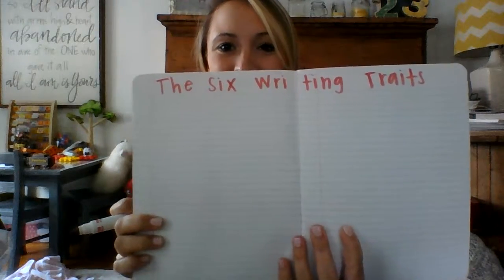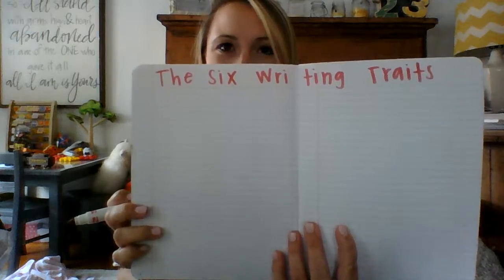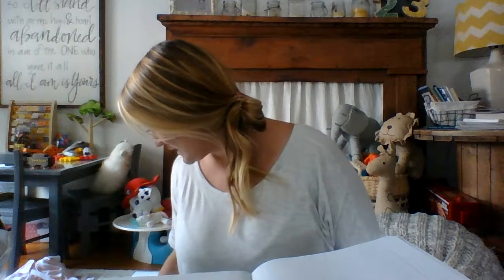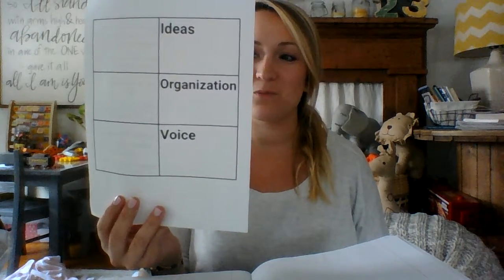Okay, so up at the top, you're going to label it the 6 writing traits. It's fine if you're writing it in pen. If you want to go back and make it look pretty up at the top, you're welcome to do that. For the sake of time, though, just go ahead and write the 6 writing traits. The first one that you are going to start with is ideas, organization, and word choice.